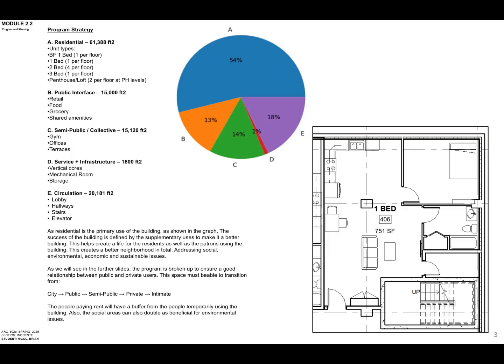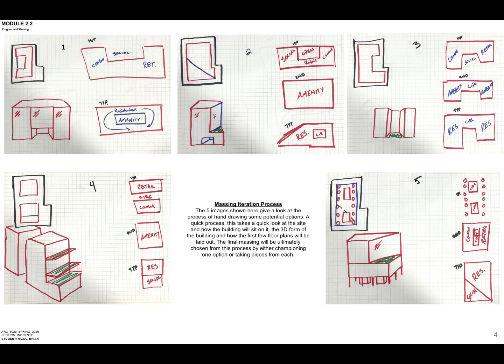We begin by looking at the program strategy and how everything is divided up. The residential is going to be 54% of this building, while public interface is 13%, and semi-public spaces at 14%. And the circulation coming in at 18%, that sort of makes up the entire building.